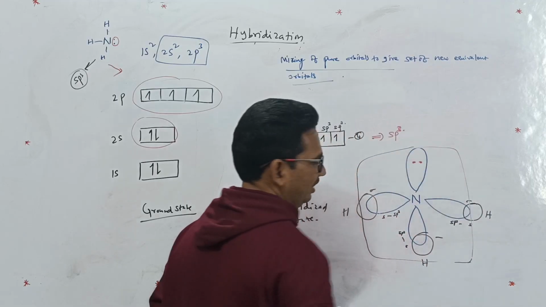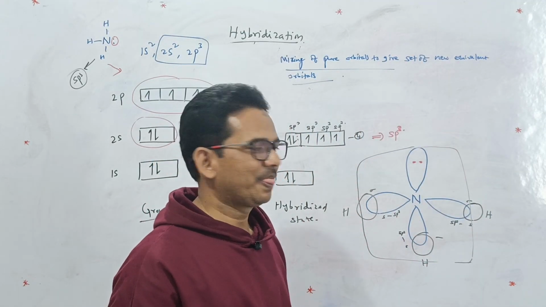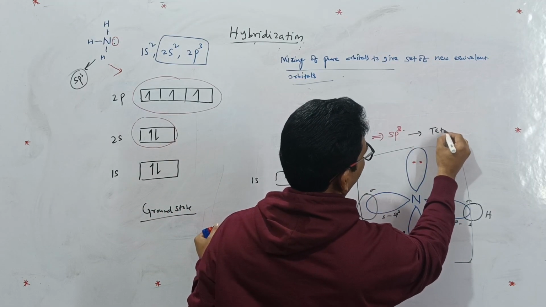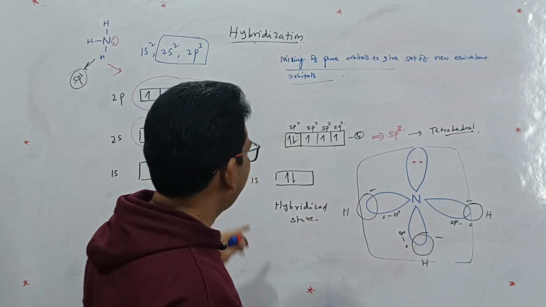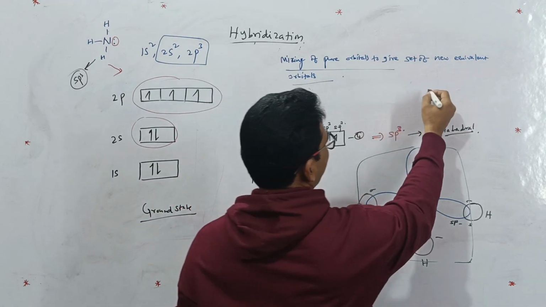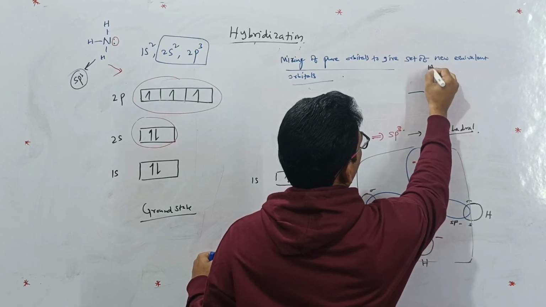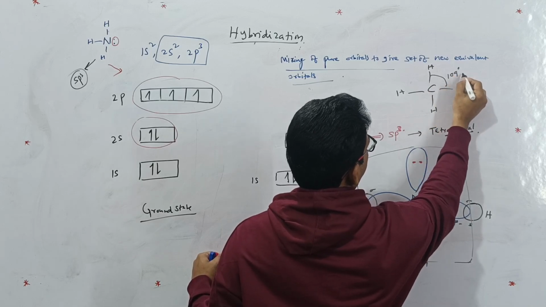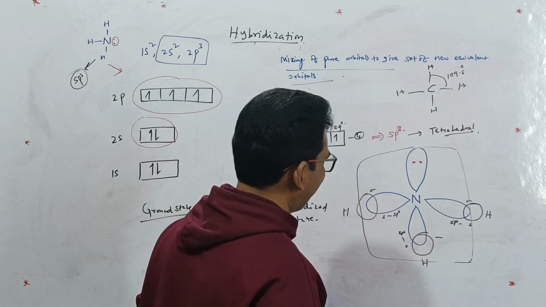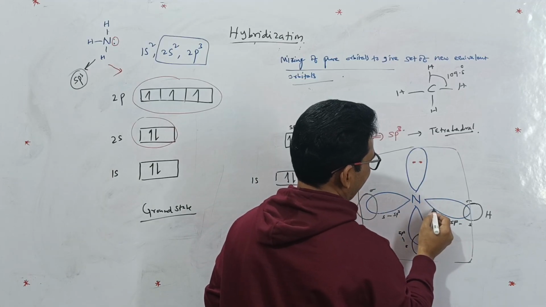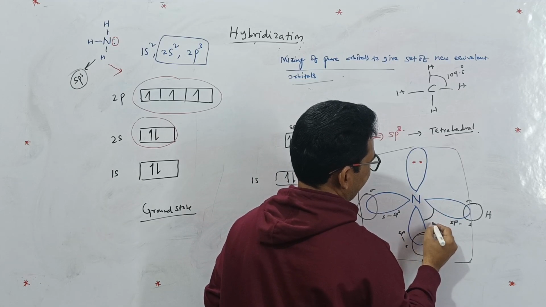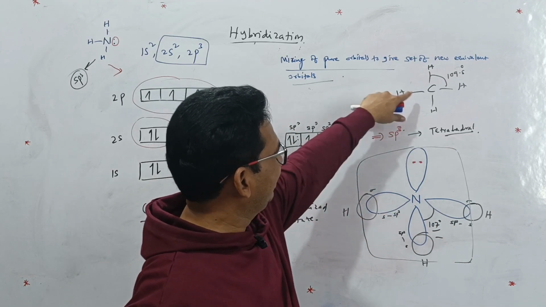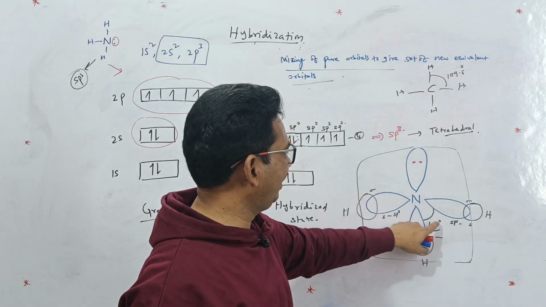That is the reason it also looks like a tetrahedral angle. Just see, a tetrahedral angle is going to be shown. sp3 always shows what type of geometry? Tetrahedral only. But in the case of sp3, especially in carbon, when it has 4 hydrogens, the bond angle will be 109.5 degrees. But in this case, the bond angle between these two is around 107. See the difference? In carbon tetrahedral 109, but here 107.